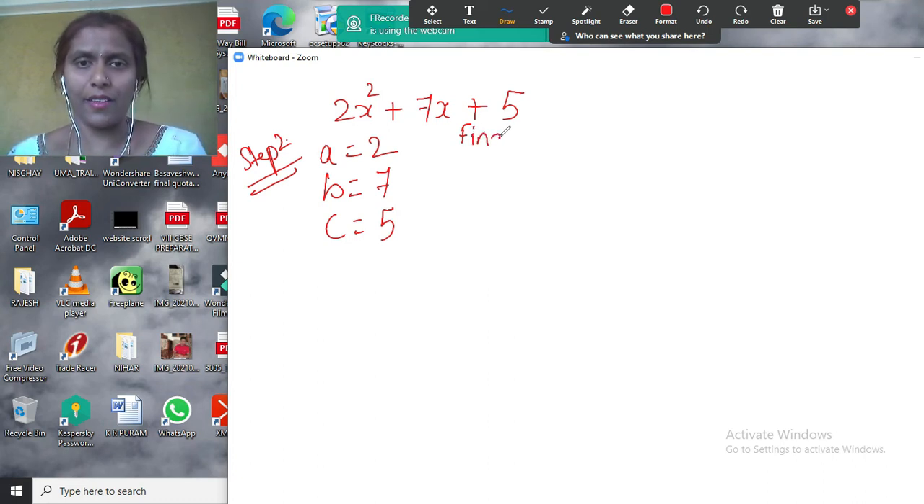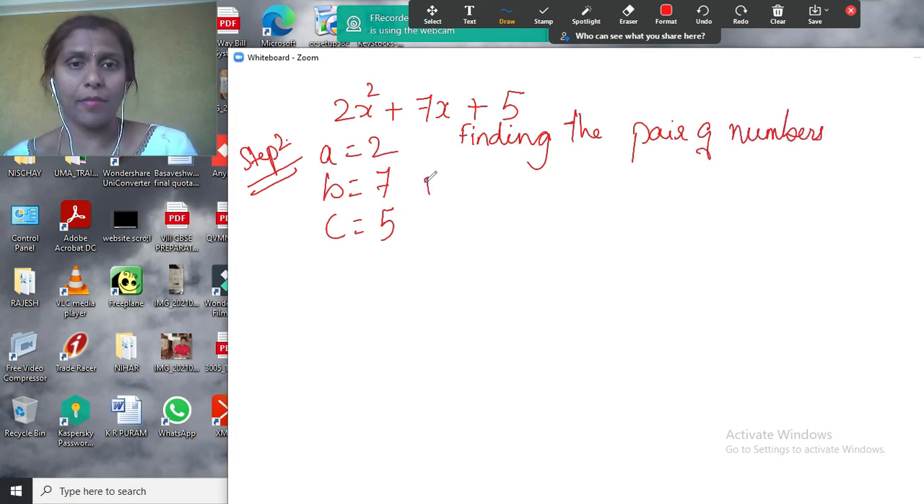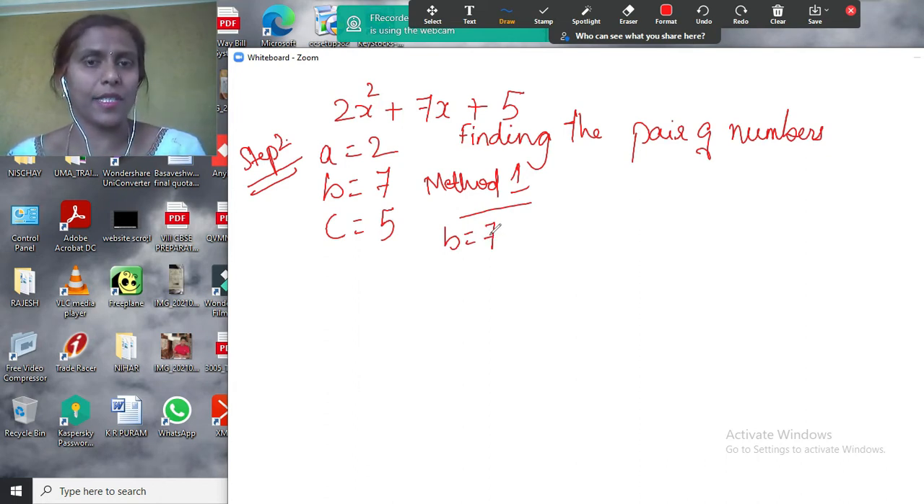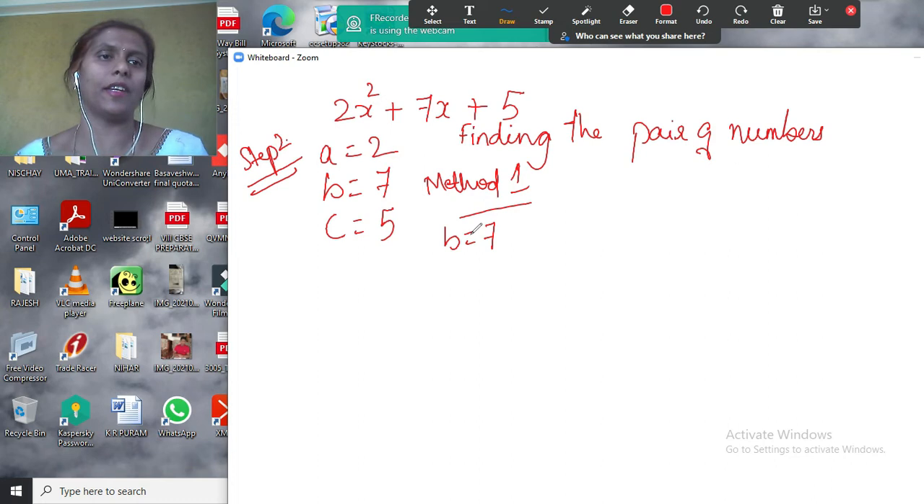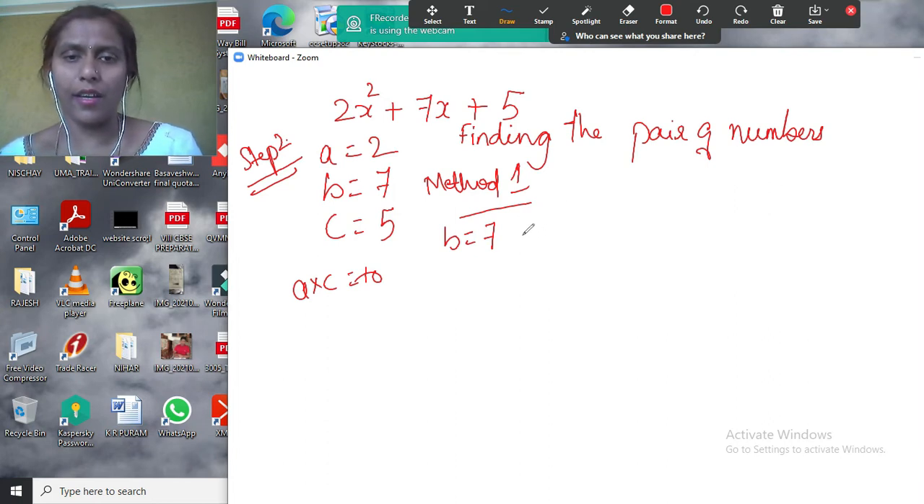Finding the pair of numbers. Method 1: take b. B is equal to 7. Split it in such a way that their sum should give me 7, and their multiplication should give me a into c, which is 10. So here, a into c is equal to 10.